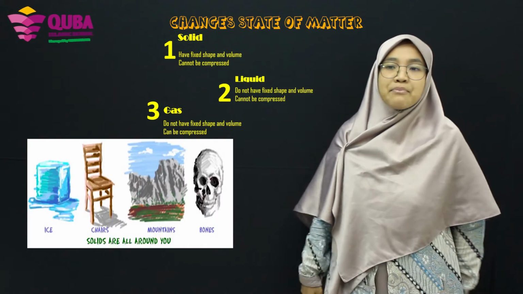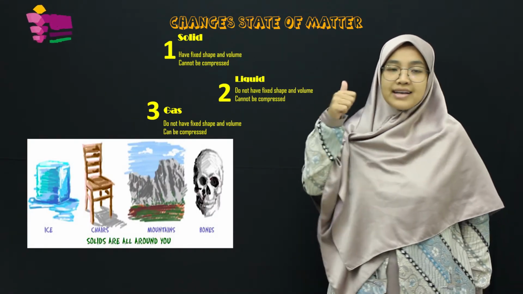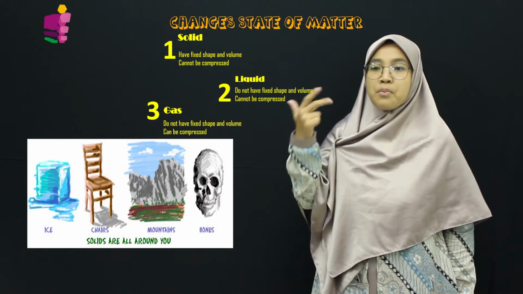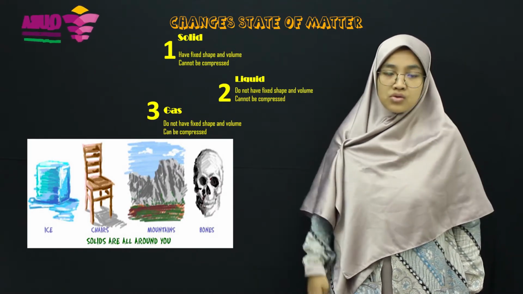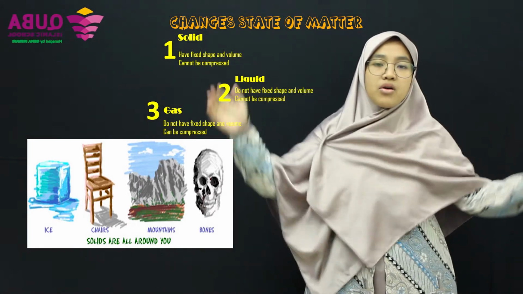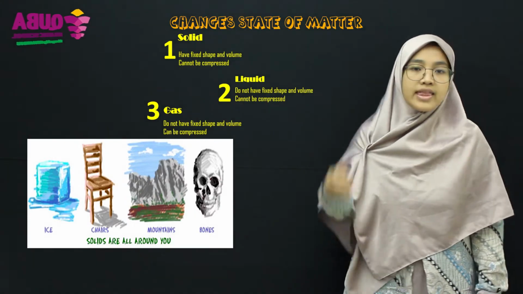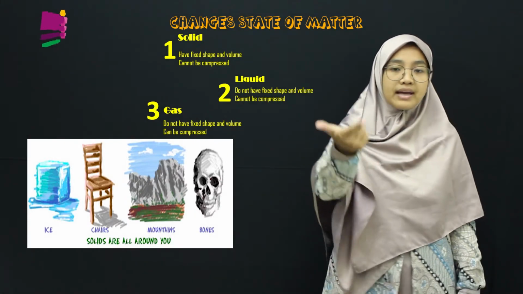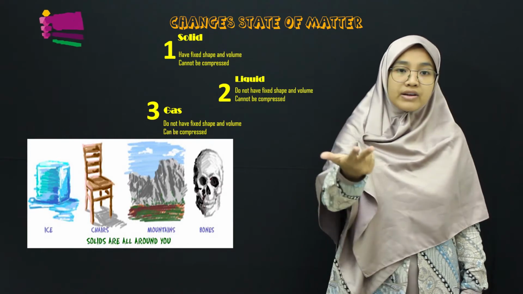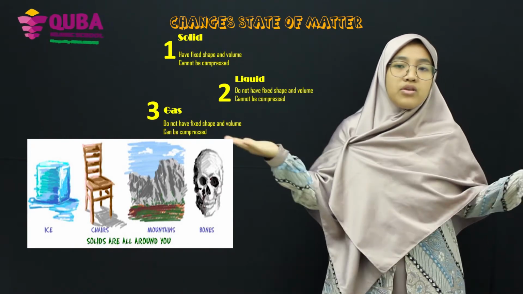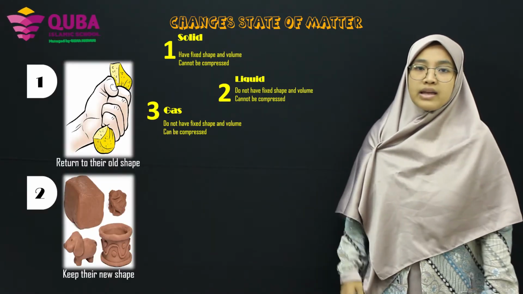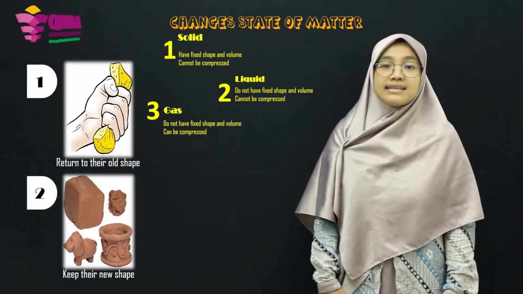These are examples of solid. There are ice cubes, chairs, mountains, and bones. So solids are all around you. You can find solids in the bathroom, in the bedroom, in the living room, or outside your home. Okay, the first picture is the sponge.